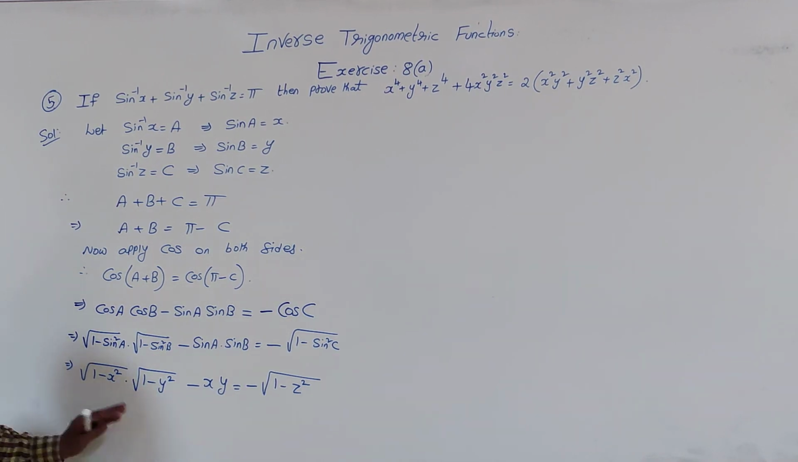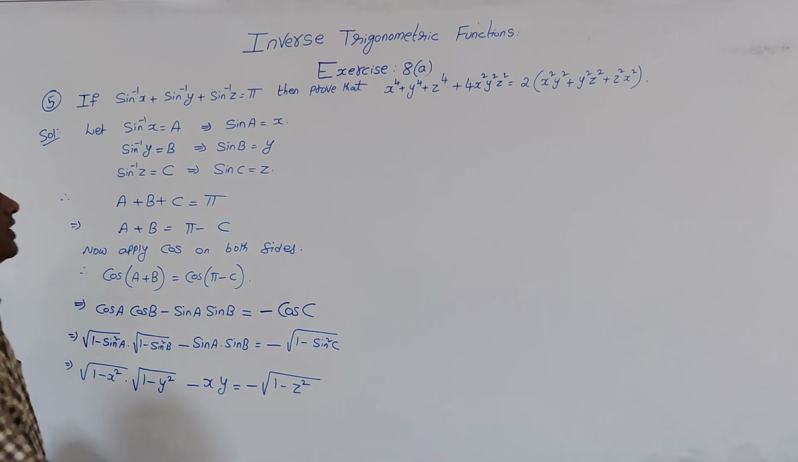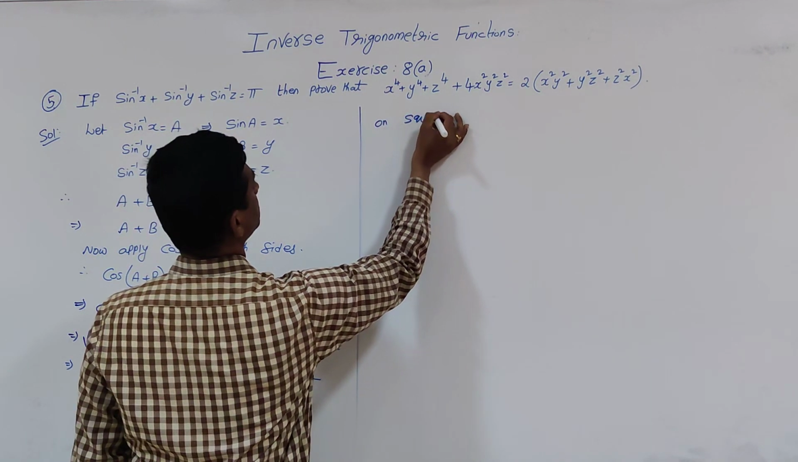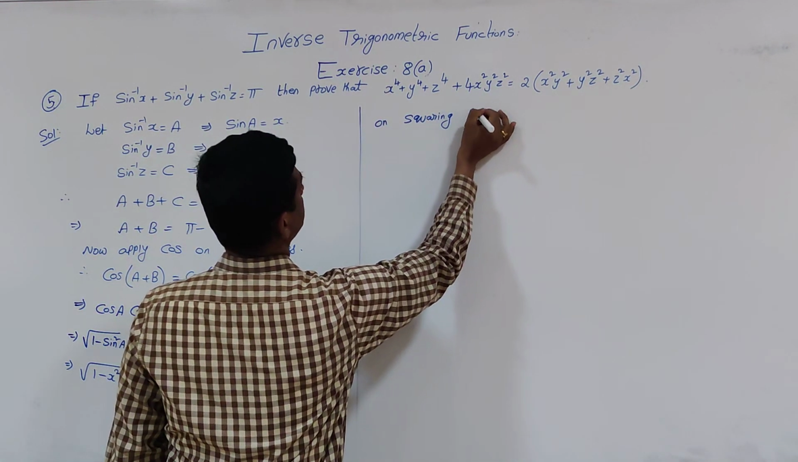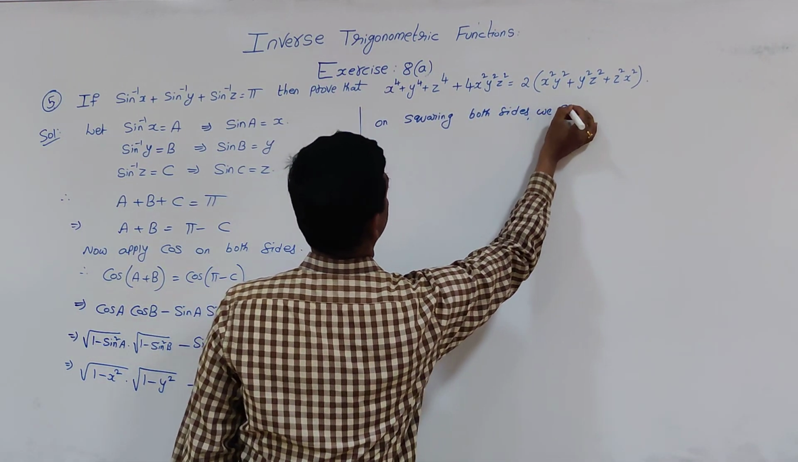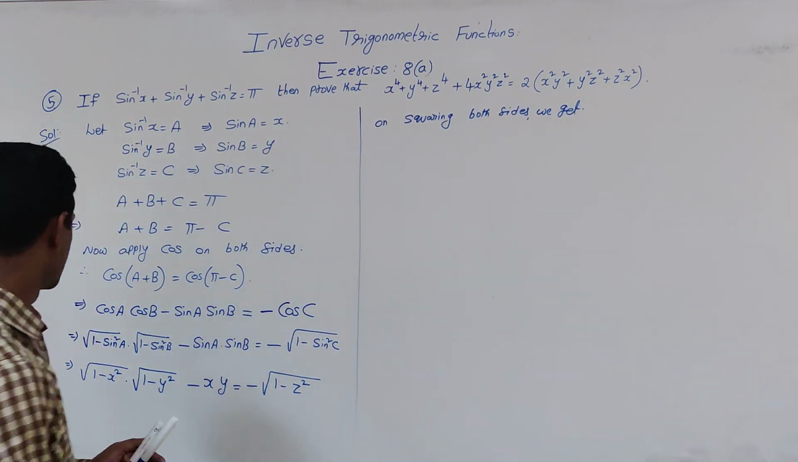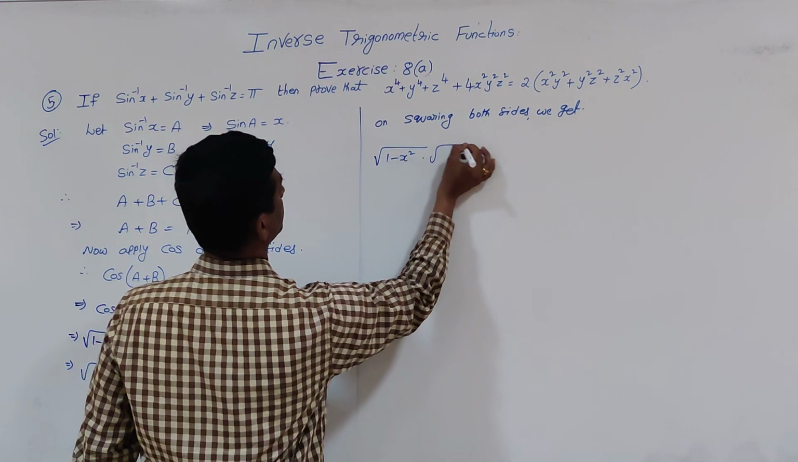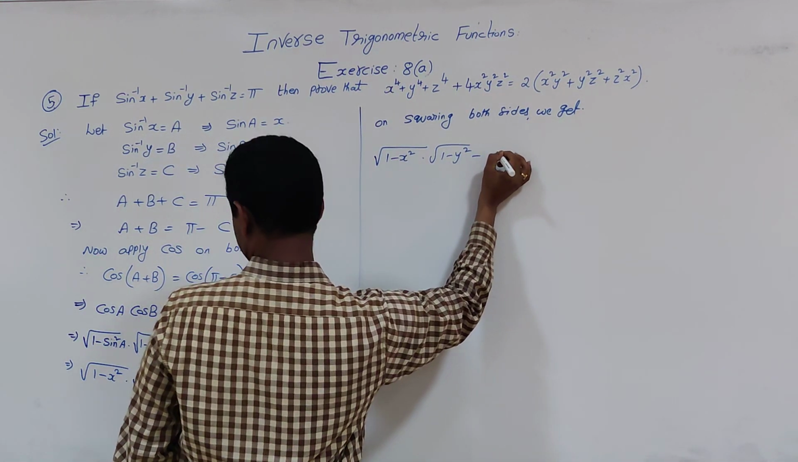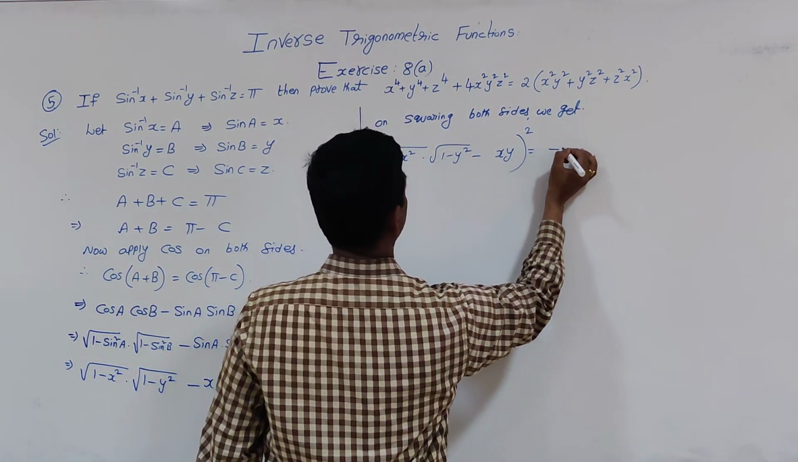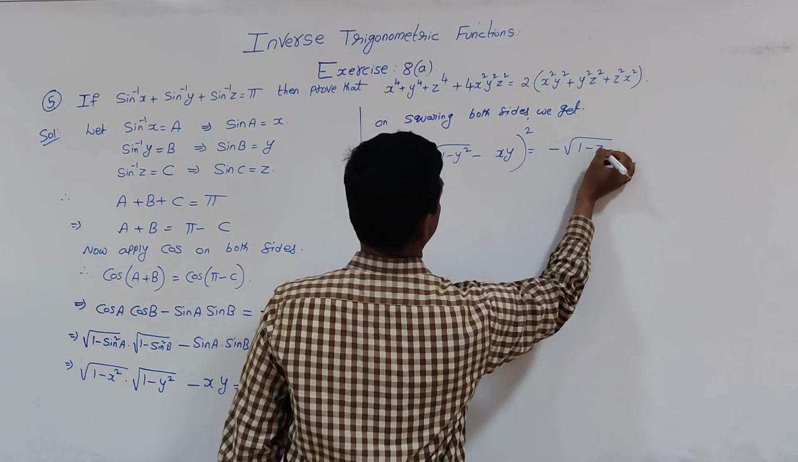So now we have to simplify this value. In order to remove the square roots, we have to apply squaring on both sides. On squaring both sides, we get square root of 1 minus x square into square root of 1 minus y square minus xy whole square is equal to minus under root of 1 minus z square whole square.